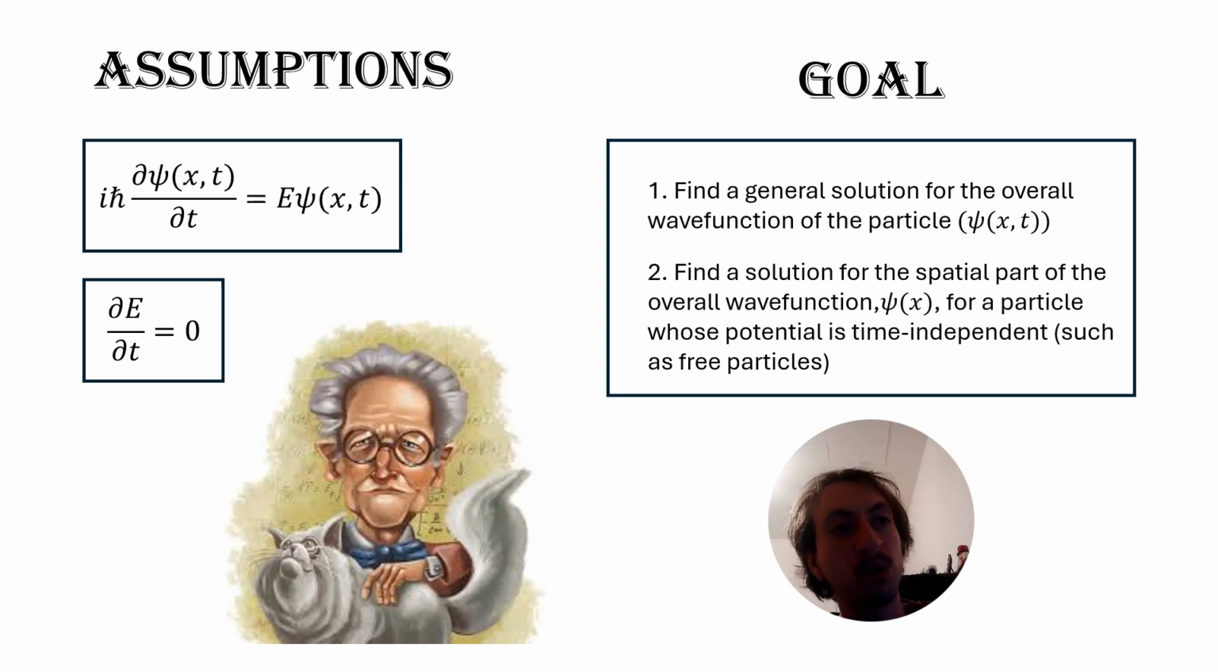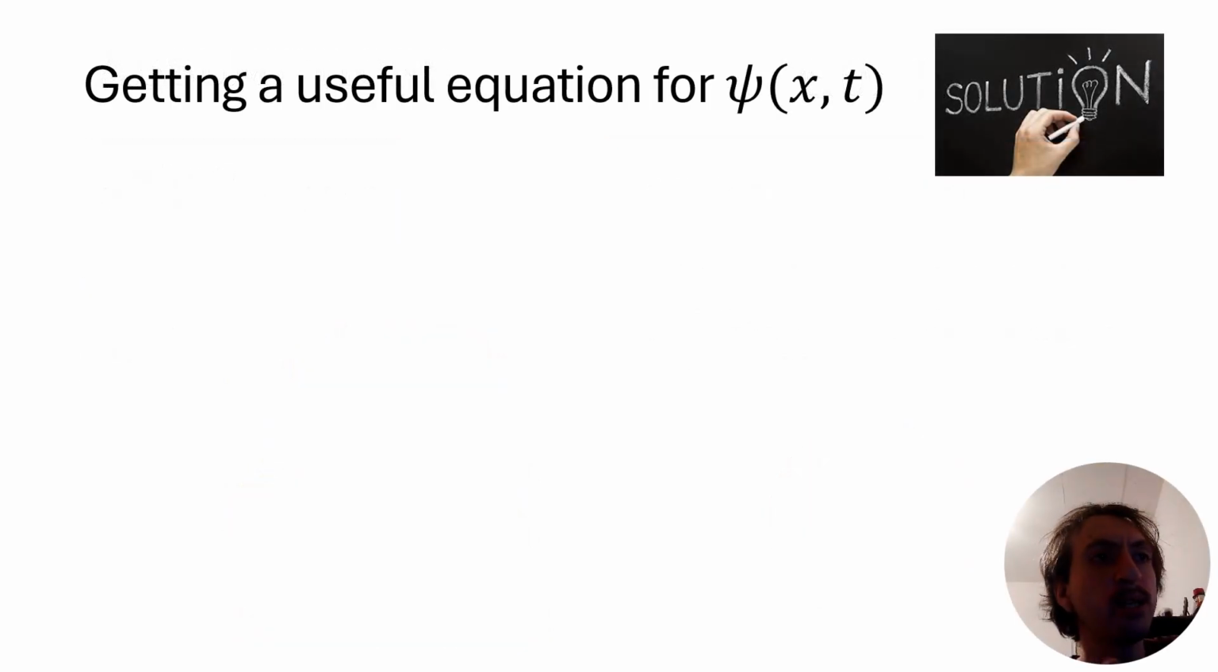So those are our goals, and we're going to start with finding a general solution for our wave function psi of x and t to Schrödinger's equation. Again, we're saying assuming the energy of our particle is not changing with time. So, as we said, we're going to start with having a go at finding a solution to Schrödinger's equation, a fairly general one. Really with the only condition being that the energy of our particle is fixed, it's not time dependent.